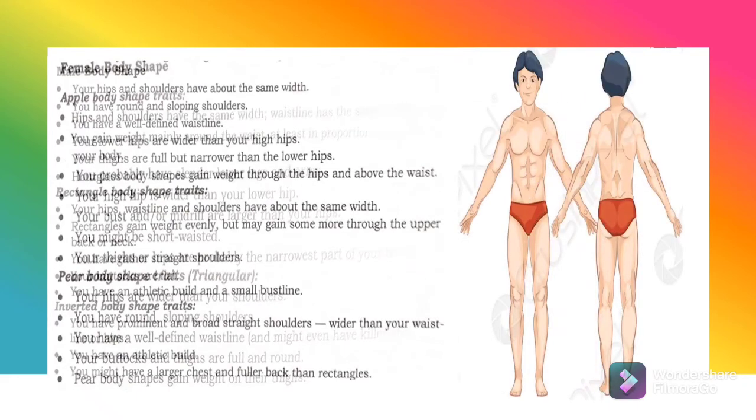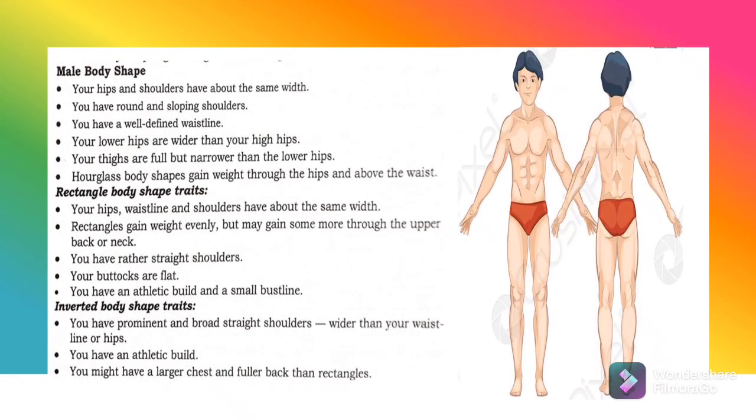For the male body shape, meron tayong dalawa rin. Two types. Rectangular body shape traits, and the inverted body shape traits. Okay, for the male body shape, hips and shoulders have about the same width. Pareho lang ang lapad ng kanilang hips at ng kanilang shoulder. You have round and sloping shoulders. You have a well-defined waistline.